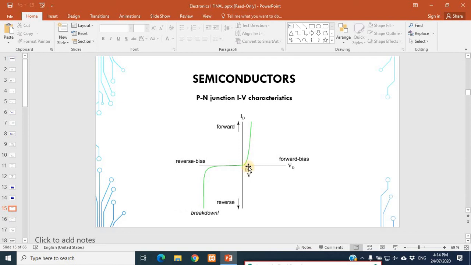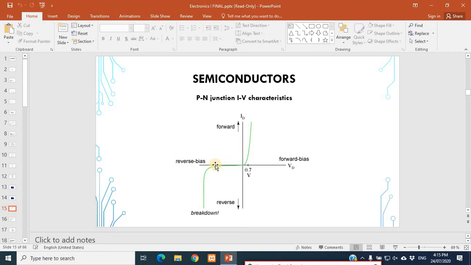But once you get to 0.7 and above, that barrier is broken, and then you see the current rises sharply. It means that it's beginning to conduct. Now, when you reverse bias it, as you can see, as you are going backwards, no current is flowing. No current is flowing because it's reverse bias.